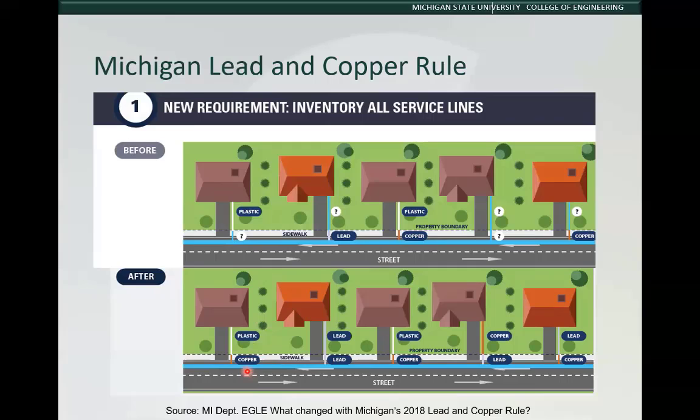And you can see, once they commit, do the inventory, then they have to identify both what's on the private side and what material is on the public side. And you can see, in here, we've got lead and lead. So the minute they identify that, then within 30 days of that point, they have to notify the homeowner that they in fact do have a lead service line. And same thing here. So that's much more stringent than the federal regulation.